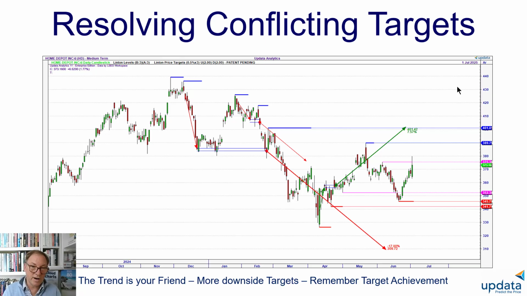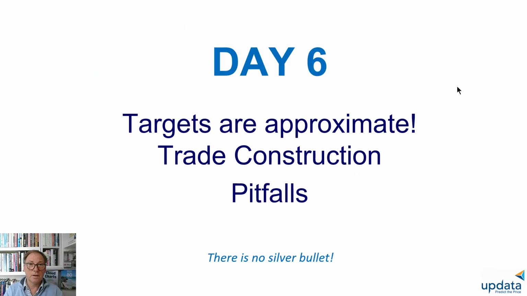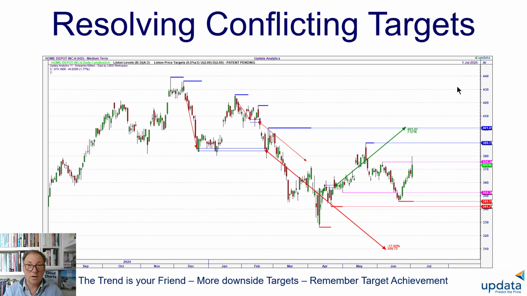The trend is your friend. So more downside targets is key. Remembering this idea of targets being achieved. If a target is achieved, that's a bearish confirmation to the downside. If an upside target is achieved, that's a bullish confirmation. And we'll talk about that as we go through the lessons. So the key point there was that targets are approximate.